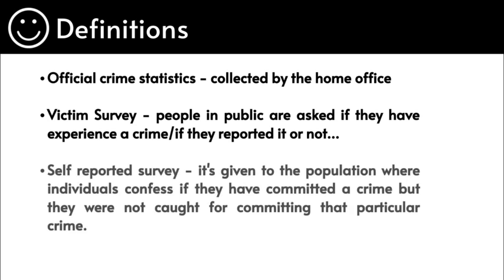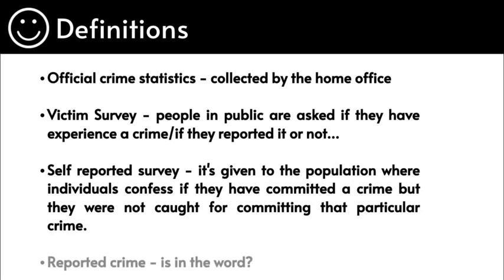Self-reported study is another thing that you will find on the website. It's given to a population at random, confidential again, and this is where individuals confess that they've committed a crime. If they are not caught, why were they not caught? Was it because of their age, their class, their gender, their ethnicity? All of these things we'll be looking at in my next few videos, so stay tuned for those. Reported crime is obviously in the word reported. You simply go to the police and tell them I've experienced a criminal act and I think it harms me and causes harm to society around me. As a result, it's known as reported crime.